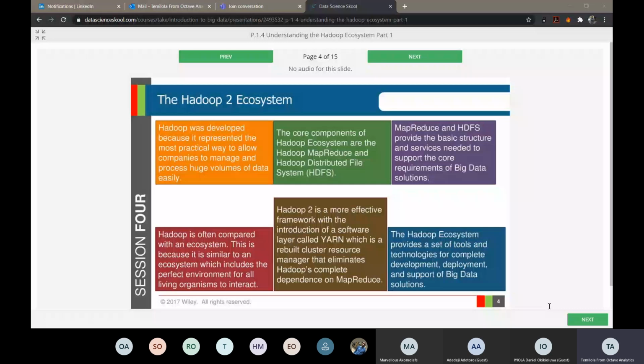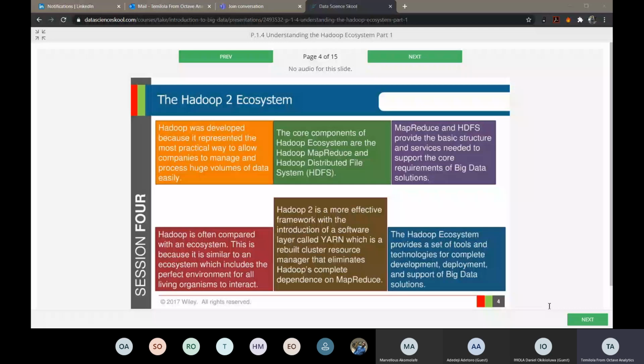Okay, so going on, Hadoop was developed because it represented the most practical way to allow companies to manage and process huge volumes of data. I'm sure you've been taught about batch processing, how Hadoop helps lift the heavy weight of loading real-life data that is being streamed, then separating it into different chunks to be fed into different servers.